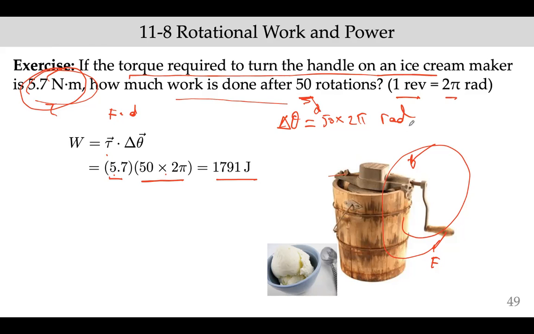Now, if you use revolutions like 50 here, then you will calculate something. Again, it will be energy, but it will not be in joules. It will be some other random unit. So that's why you have to use radians here, so that you can find the answer in joules.